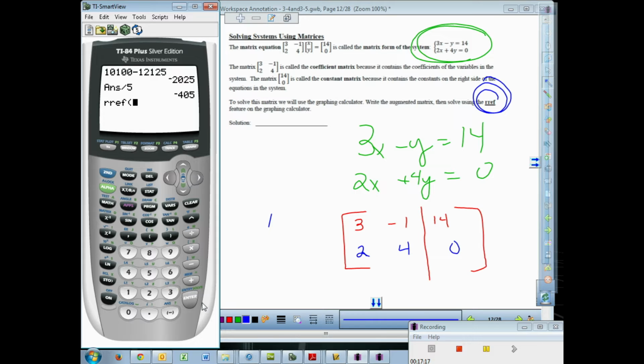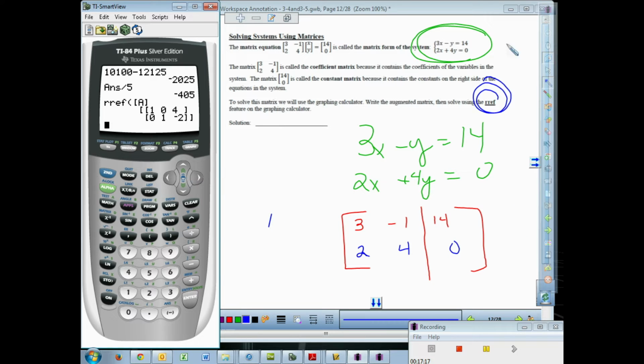Don't we want to do it on matrix A, which is stored in our calculator? So we got to go back to second matrix again. And now do you see where my cursor is? Waiting on matrix A. Just hit enter. And it will say, aha, you want to do reduced row echelon form on matrix A, correct? Hit equals, and it will do that. This is called a reduced row echelon form matrix.